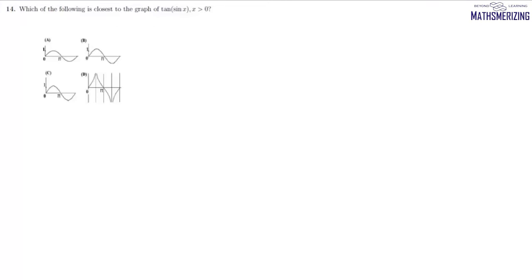Now question number 14 is, which of the following is closest to the graph of tan of sin x? So we have y equals tan of sin x when x is greater than 0. Now we know that sin x lies between minus 1 and plus 1, and in the interval minus 1 to plus 1, tan x is continuous and differentiable.